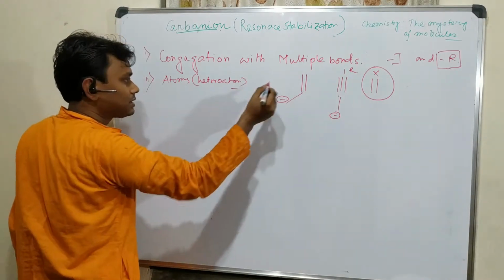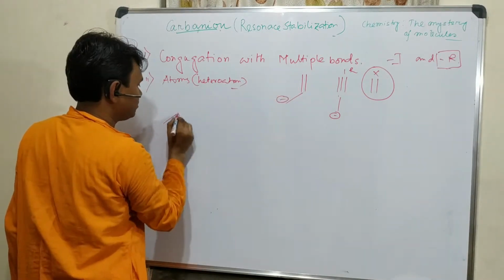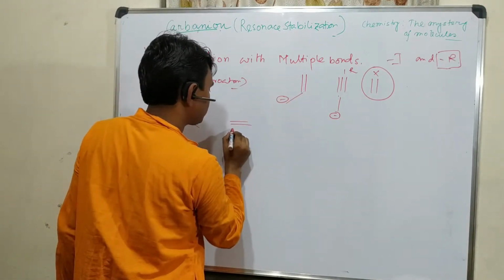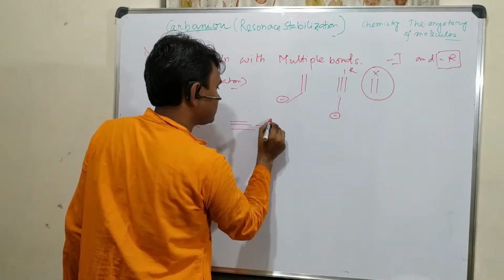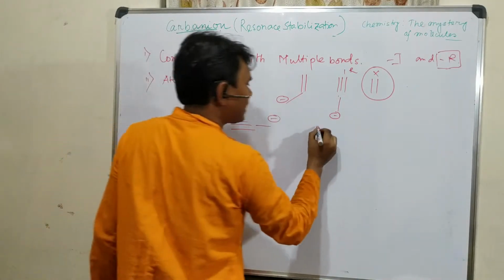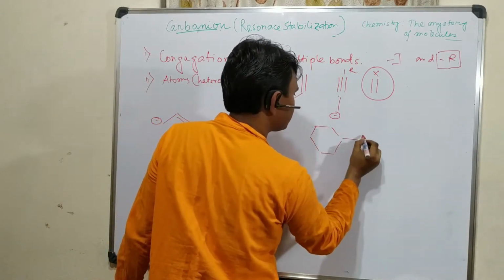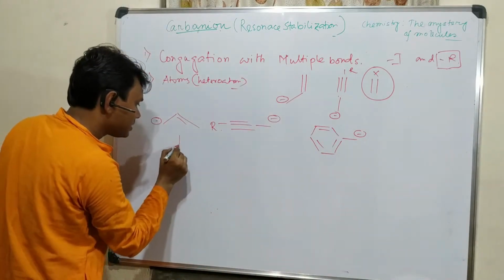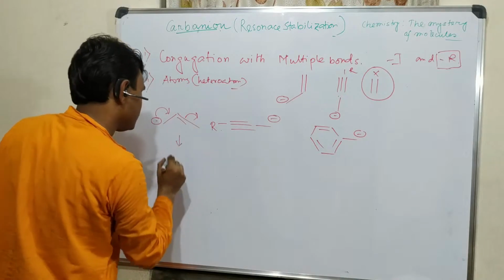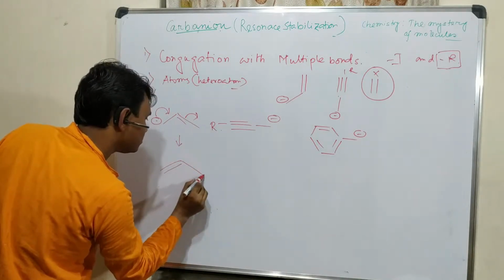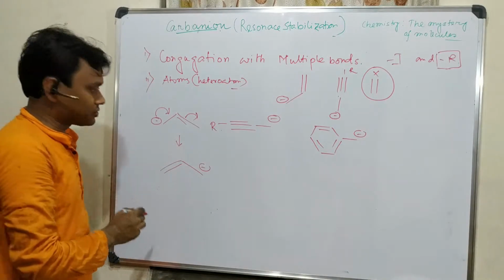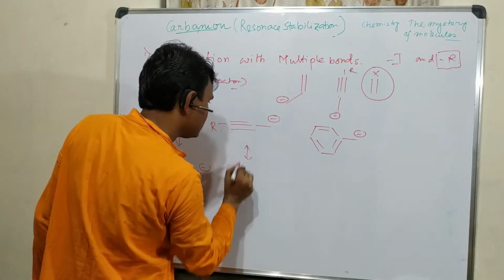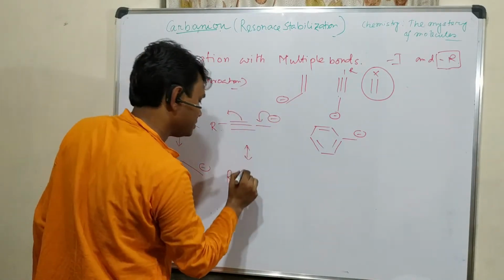If we consider the resonance stabilization, this is allylic, and this is the acidity. Another, let's draw benzylic. How does the allylic work? It delocalizes electron density in this way to form a double bond. You can see these are equivalent canonical structures, so it is stable. Second, it can delocalize its electron density in this way. This will push and this will come here.